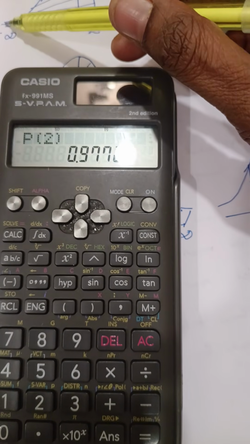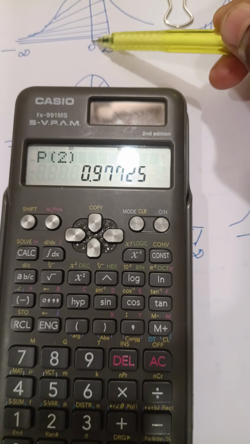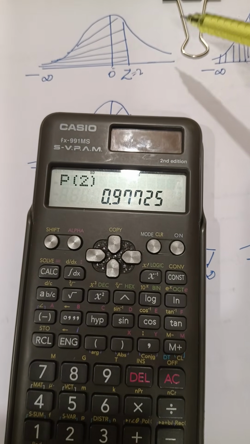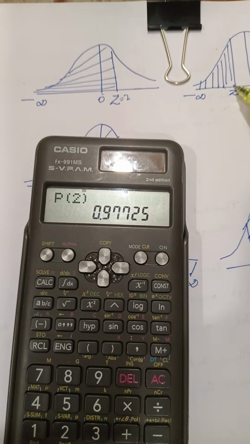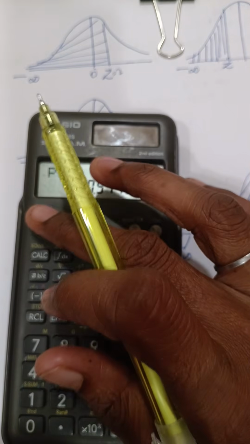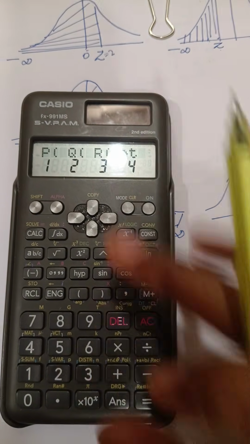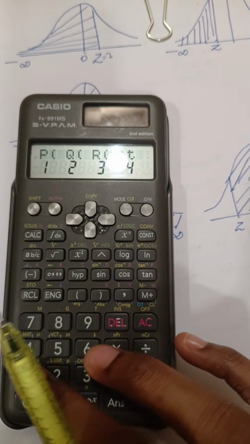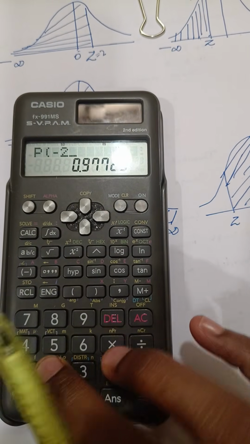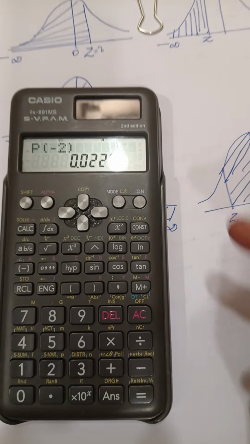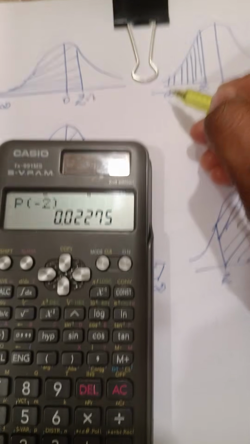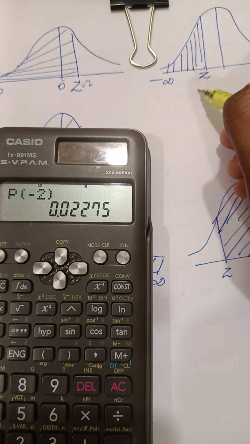That is, we know that probability from minus infinity to 0 is 0.5 plus 0 to Z. So if your Z is in the LHS, you have to just place a negative before your number. That is, I am pressing shift again, then number 3 and 1 is P of. So press 1 and press minus 2, close the bracket, equal to. So you can see the probability is 0.02275. So this will be probability from minus infinity to Z, which is in the left hand side.